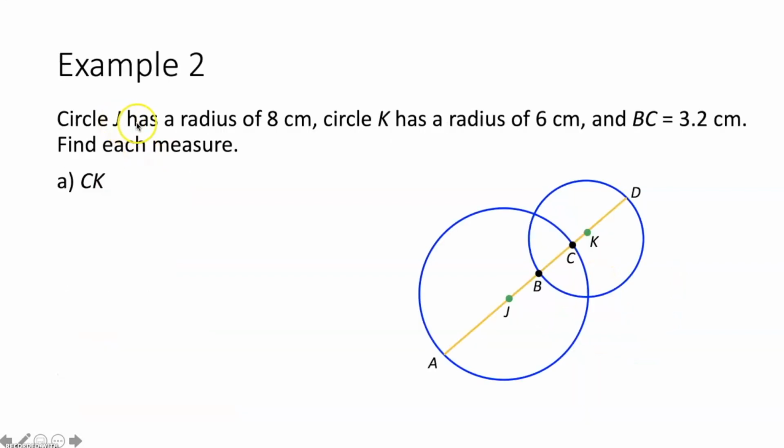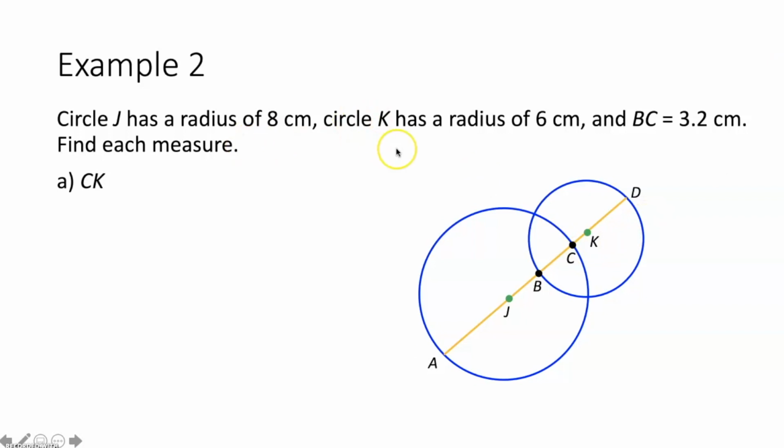Now example 2 says circle J has a radius of 8 centimeters, circle K has a radius of 6 centimeters, and the measure of segment BC is 3.2 centimeters. Find each measure. So part A, we are finding the measure of segment CK. So where is segment CK? That would be this little segment right here.